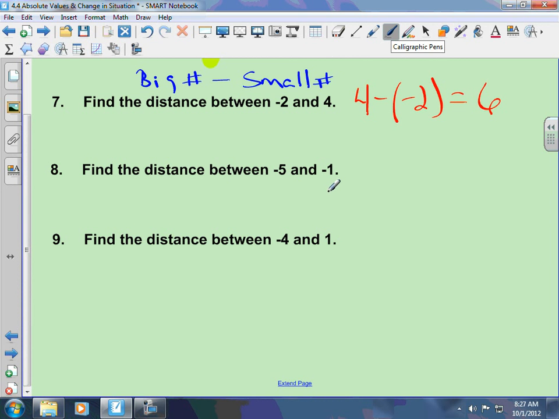Okay, go ahead and do number 8. See what you get. Remember, big number minus small. Do 8 and 9.